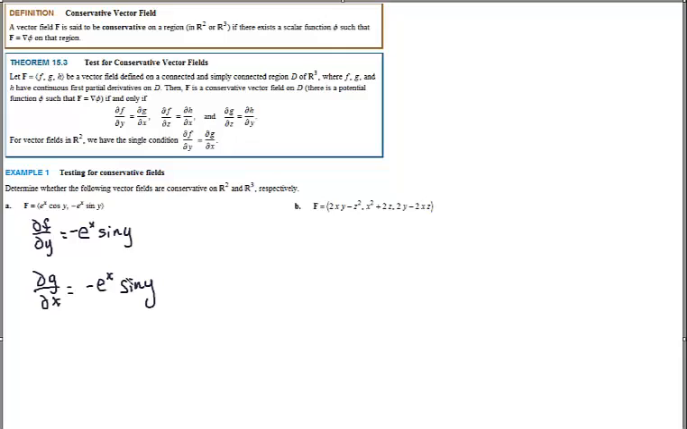These two are equal. Since these two are equal, partial of f with respect to y equals the partial of g with respect to x. This implies that the conditions of theorem 15.3 are met and f is conservative.